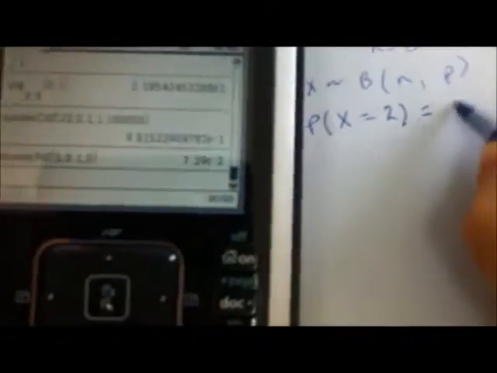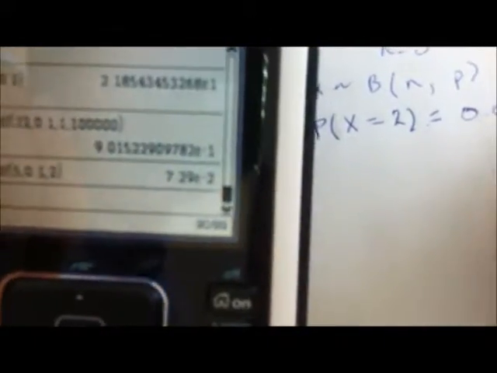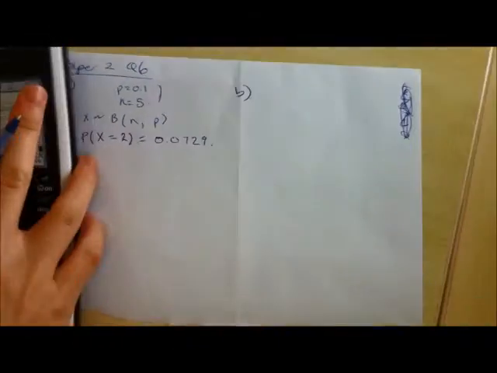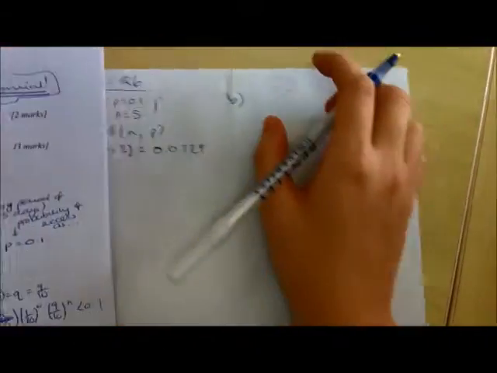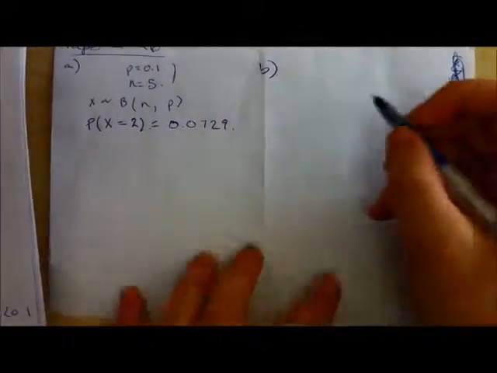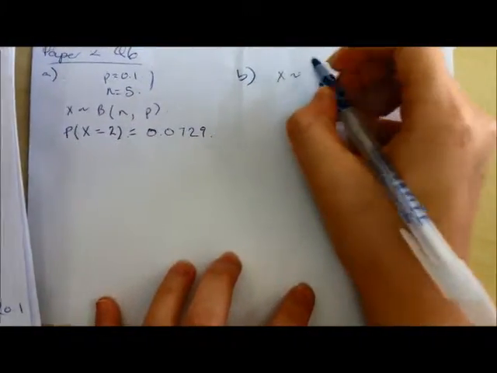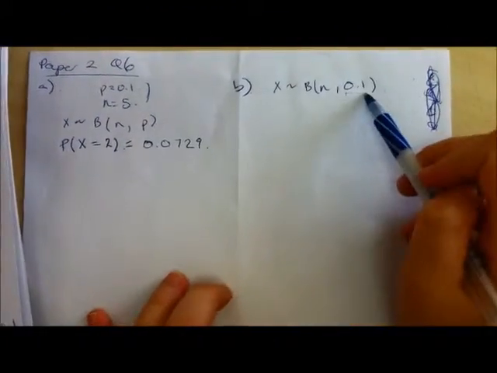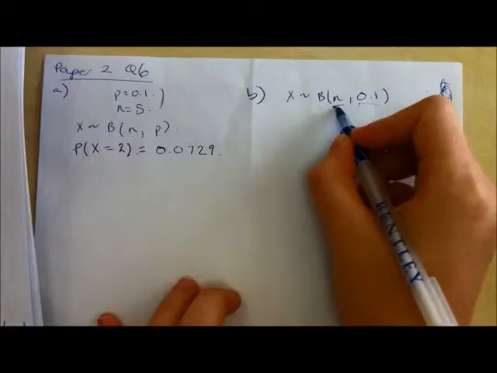So we can see that the answer is 0.0729. Moving on to the second part of the question, which asks us to find the minimum number of workdays for which the probability of the 8 o'clock train being delayed at least once exceeds 90%. So we know that we have to find the n in this case, because the probability of success is still the same, but we need to find the n.